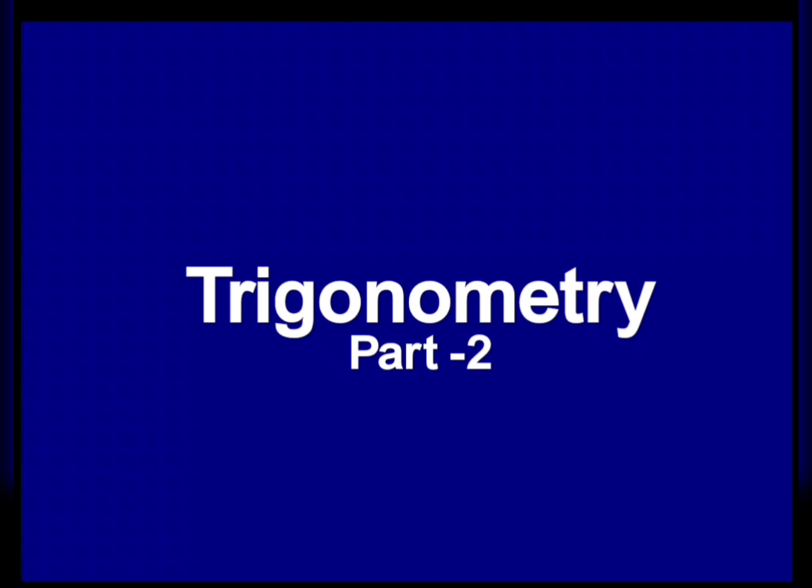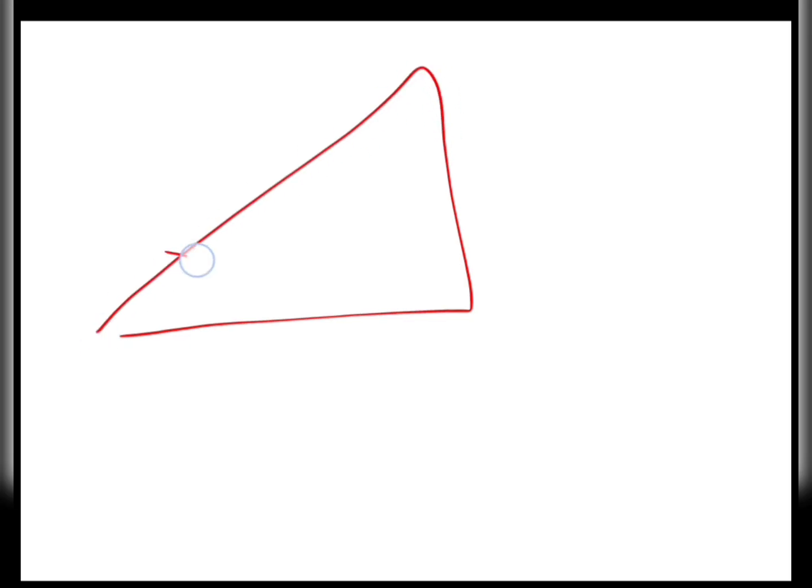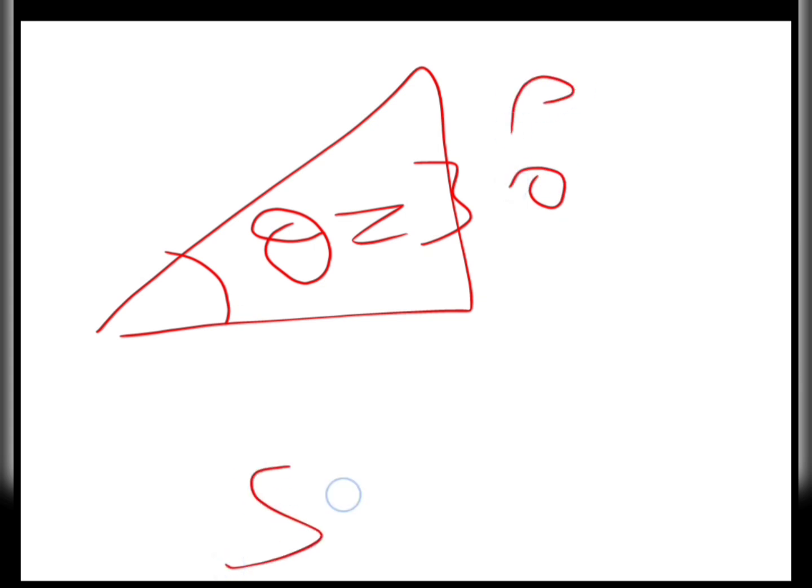In our last video, we learned how to find trigonometric functions if any two sides of a right angle triangle are mentioned. In this video, we will discuss how to find the value of trigonometric functions like sin theta, cos theta, if the angle is mentioned, like if the angle is given as theta equals 30 degrees. What is sin theta? What is sin 30 degrees?